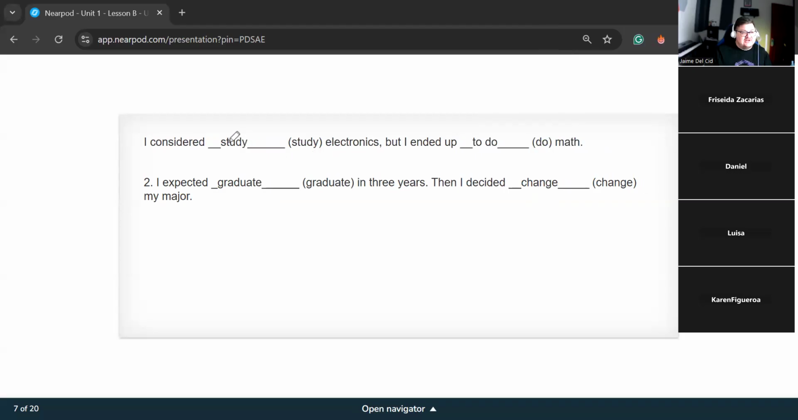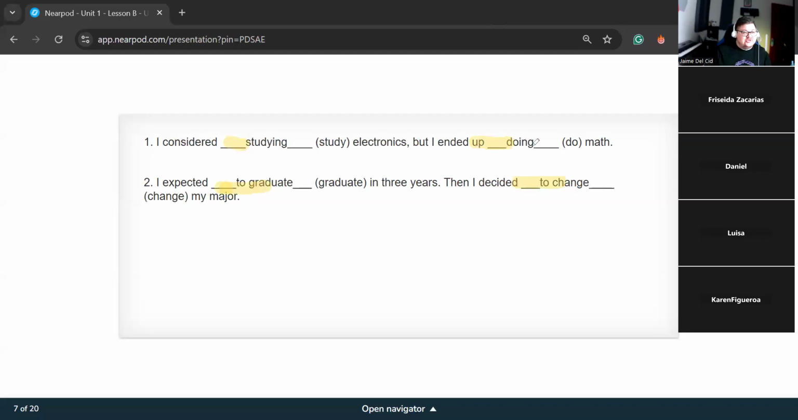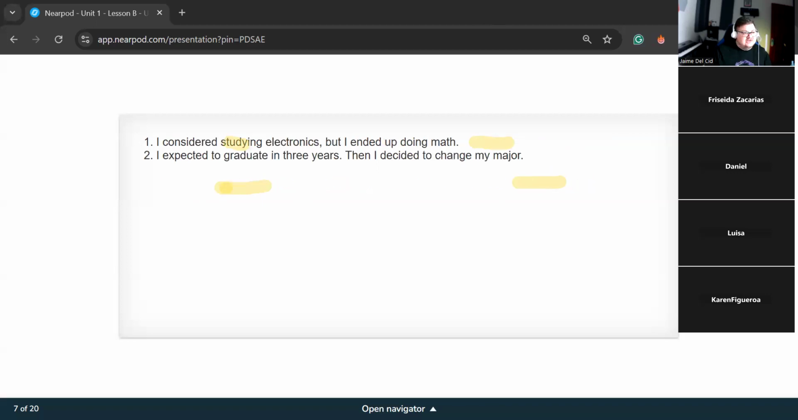I considered study. No changes. I ended up to do. I expected graduate. I decided change. Nothing else. I considered studying. Ended up doing. Expected to graduate. Decided to change. Considered studying electronics, but I ended up doing. Expected to graduate. Then I decided to change my major.